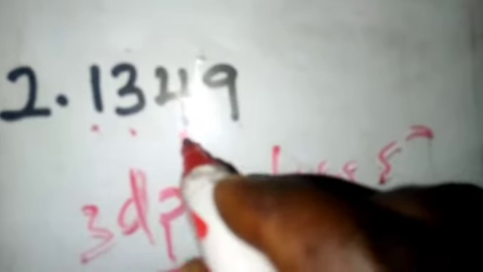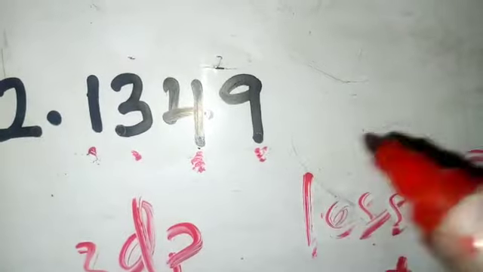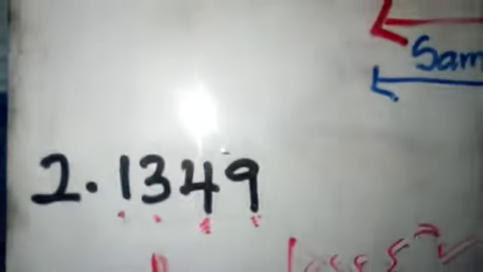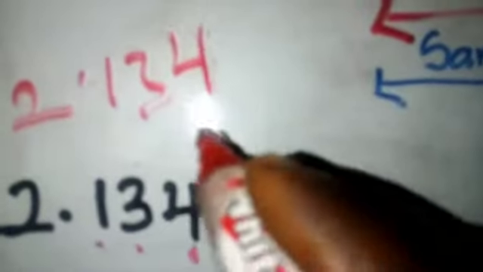When you are here, you check the next number to the right. Is that okay? How are you checking? You are checking to determine whether that number is 5 or more, or less than 5. So if it is less than 5, then we leave everything like that. Then we write this one to be what? 2.13, and then 4. This happens when it is less than 5.